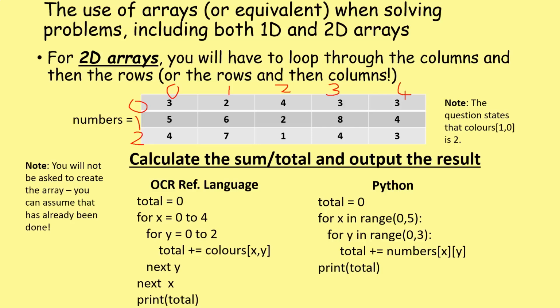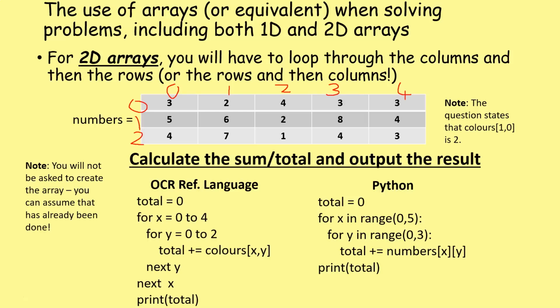Okay. Again, I don't have to create the array. I can assume it's already been created. It'll give me an example so I know if it's row, column, or column, row. In this example, I want to calculate the sum of every number in this array. I initialize my total. I loop through all the columns. For each column, I loop through all the rows, or the other way around, doesn't really matter.